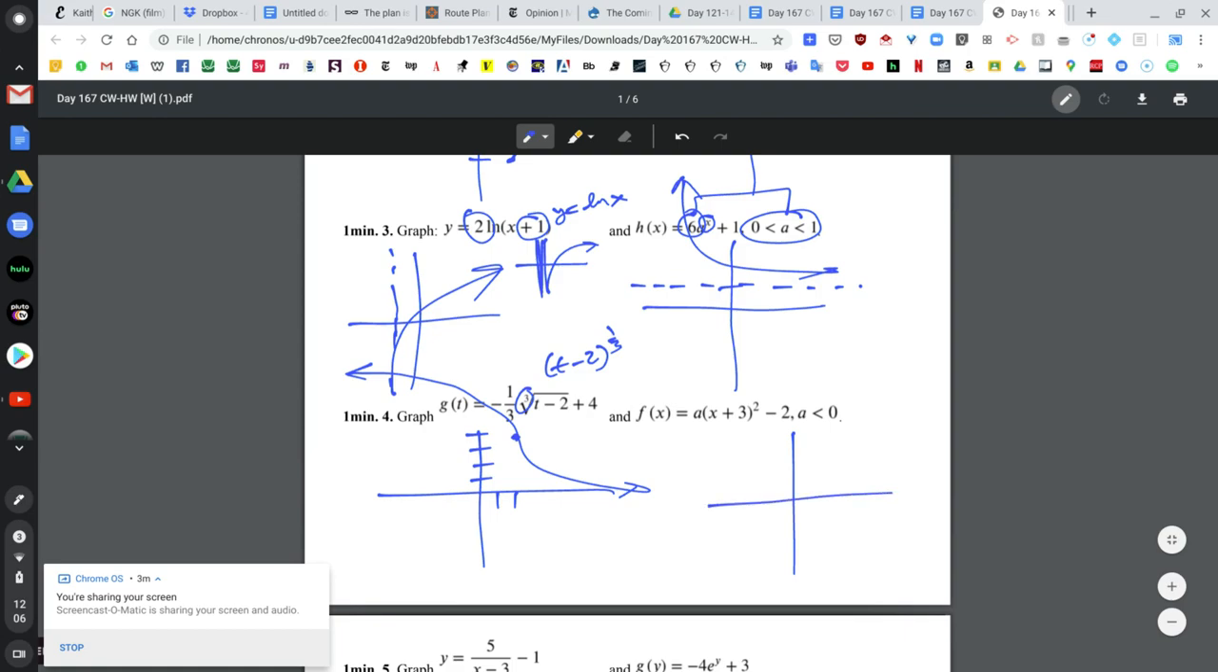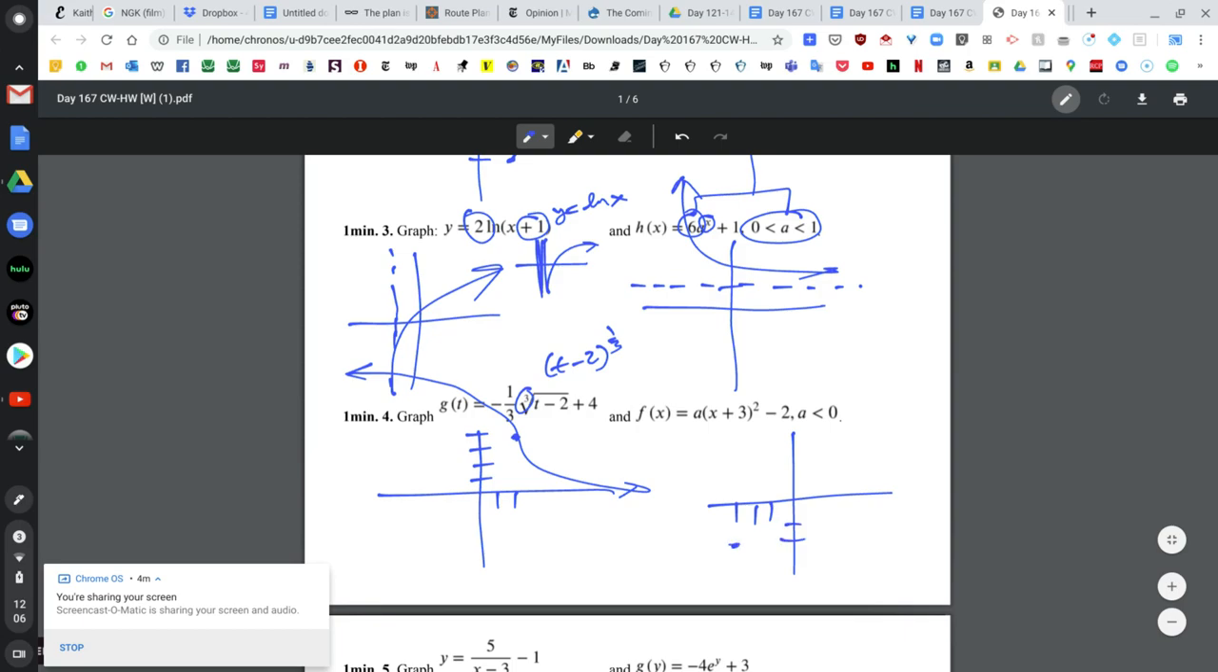Let's do the second one. So it says x plus 3 squared. So what does that look like? So it's a parabola. Okay. Shifted 3 units left, 2 units down. So there's your critical point.